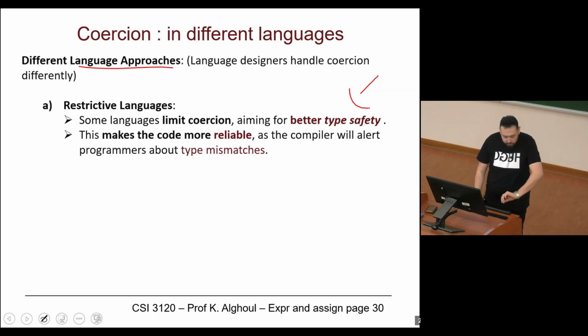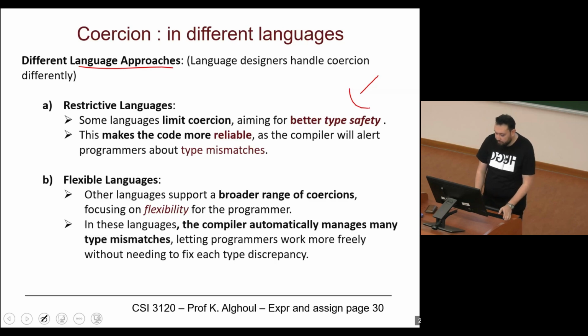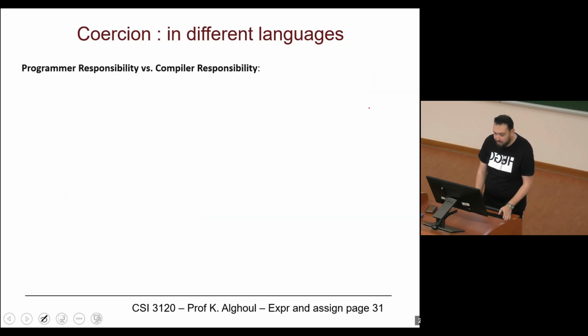This makes the code more reliable, as the compiler will alert programmers about type mismatch. Flexible languages, other languages support a broader range of conversions, focusing on flexibility. Very good. So let's take an example.